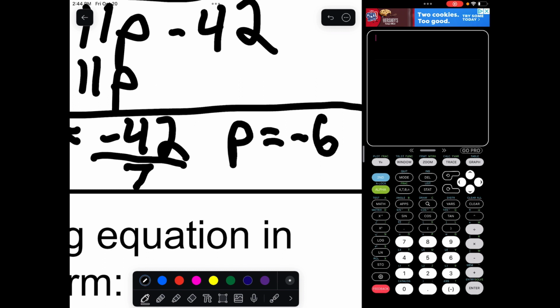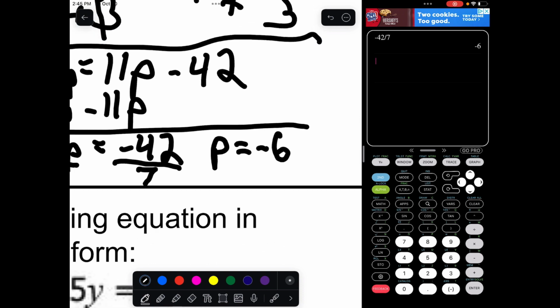When you're doing anything involving negative signs and minus signs, you have to be careful, make sure you're choosing the correct button. When I type in negative 42, I want to make sure that I'm actually clicking the negative button and not the subtraction button. So negative 42 divided by 7 equals negative 6. So p equals negative 6.